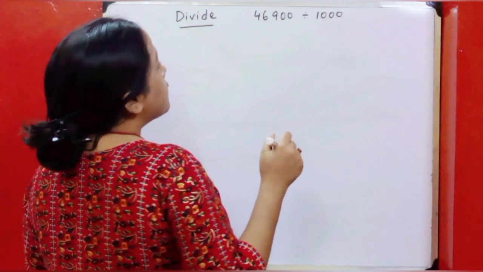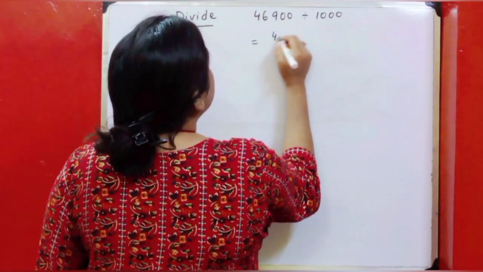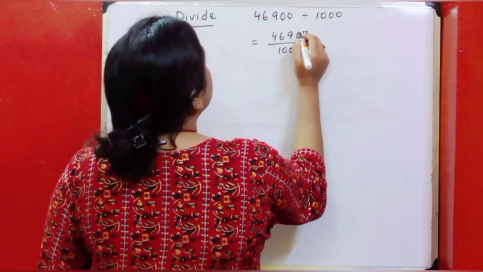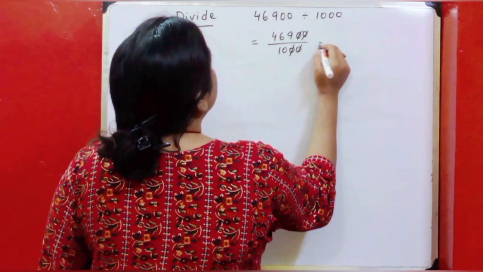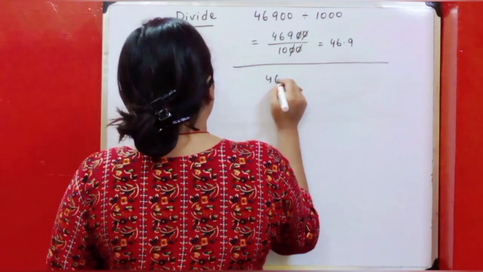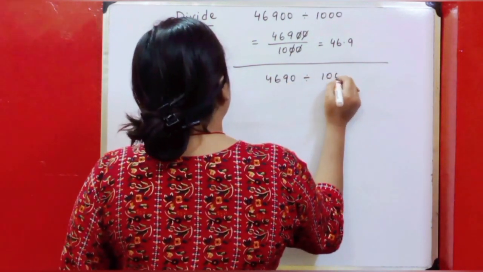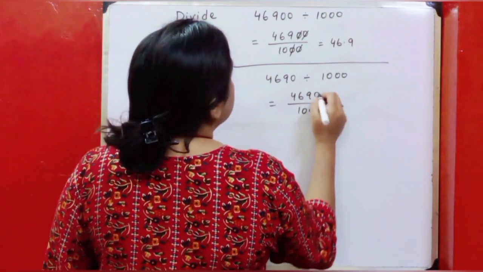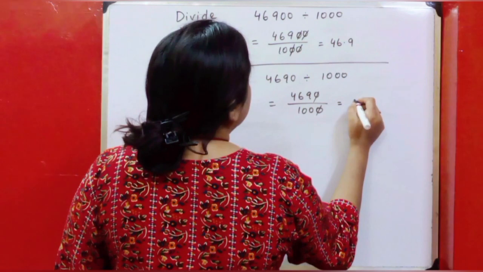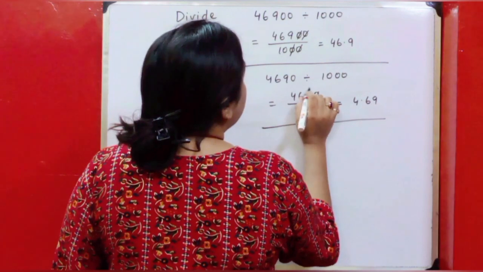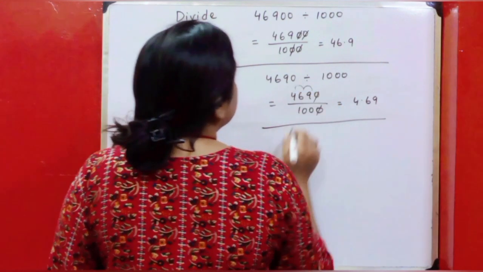Divide 46900 by 1000. So 46900 by 1000. So 46.9. 4690 divided by 1000. So it's 4.69. Two zeros are here. So from here we will go one place, second place. 4.69.